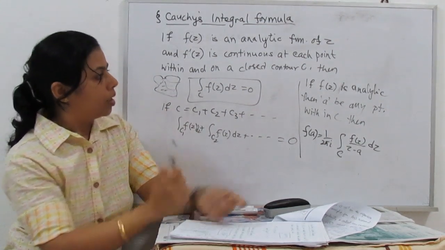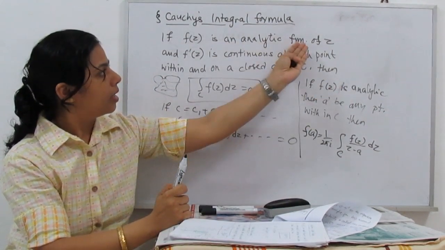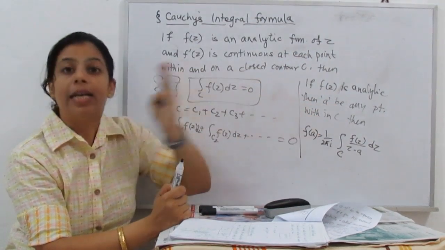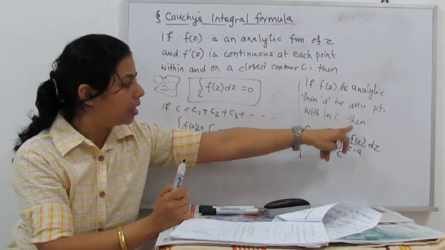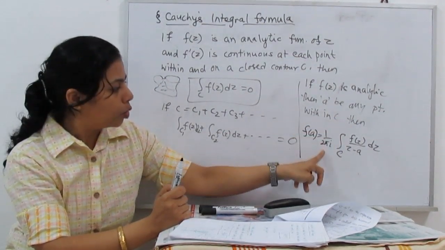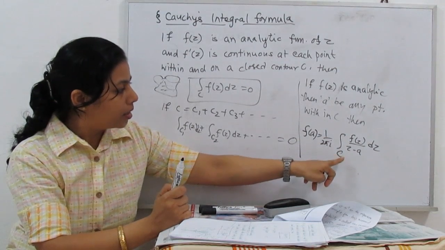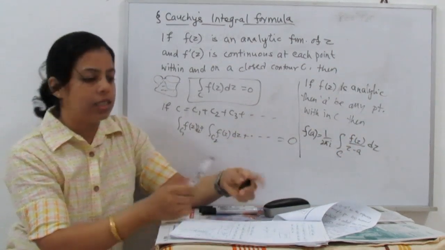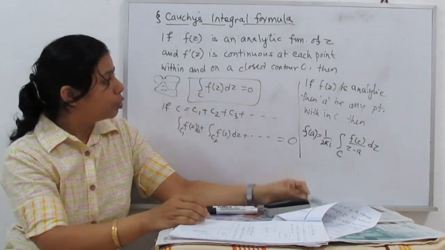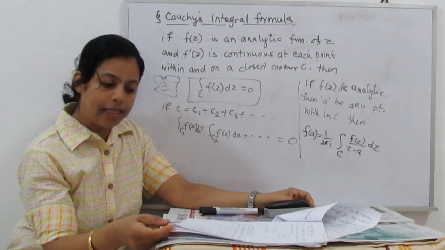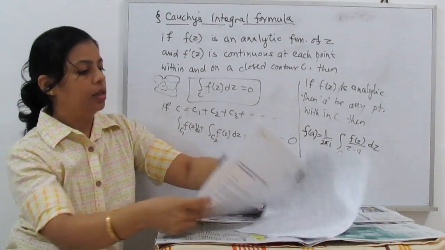One more thing: if f(z) is an analytic function of z and a is any point lying within C, then f(a) is given by this integral, 1 upon 2 pi i, integral over C of f(z) upon z minus a, dz. So now we approach the integrations. So let us see.